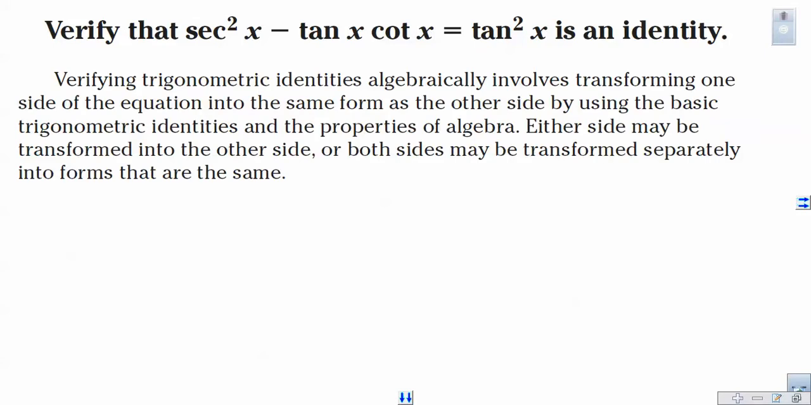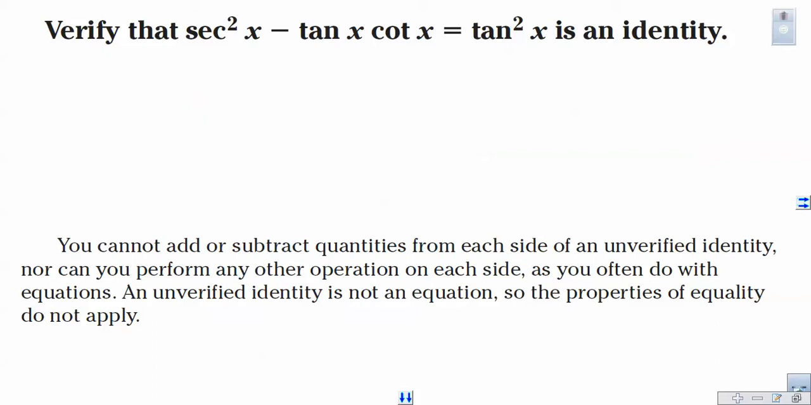When you verify a trig identity, you are trying to transform one side of the equation into the same form of the other by using only trig identities and algebraic properties like distributive property, factoring, canceling, or common denominators of fractions. You can transform either side, or both can be transformed until you get them both to match. But here's the catch. What you are not allowed to do is add or subtract quantities from one side to the other of an unverified identity.